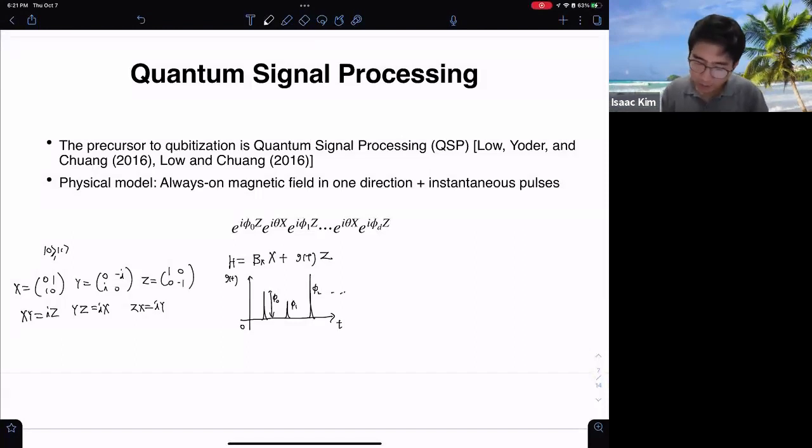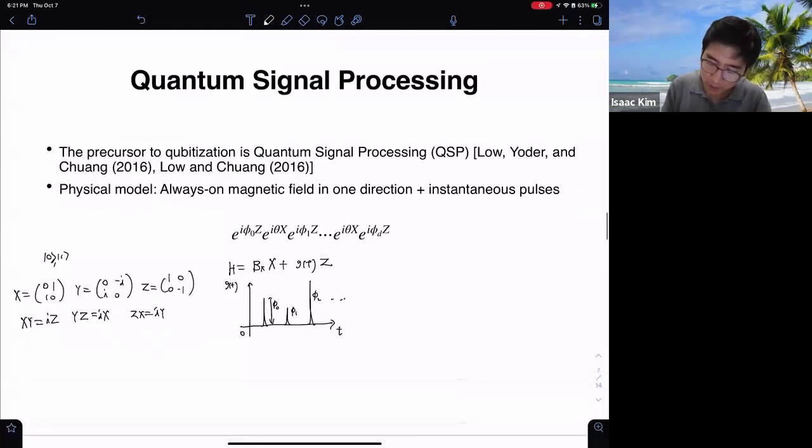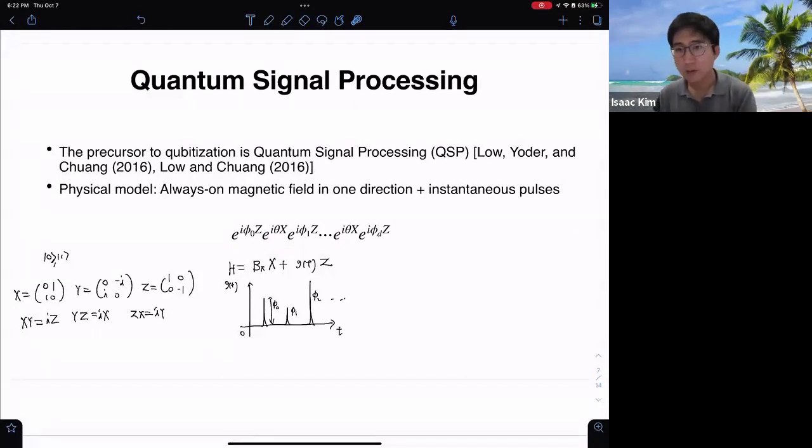Clearly, in the limit that these pulses are infinitely narrow, you end up getting this time evolution. You have a constant magnetic field, and once in a while, you hit with a unitary operator that is generated by the Z rotation. Okay, that's the physical model that we have in mind.